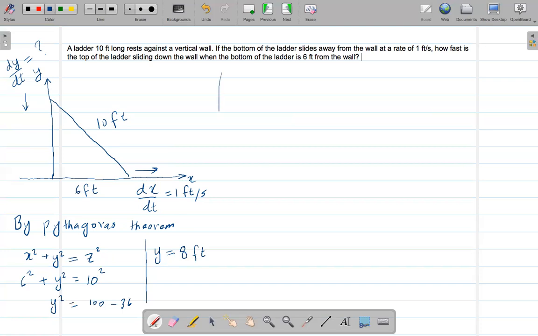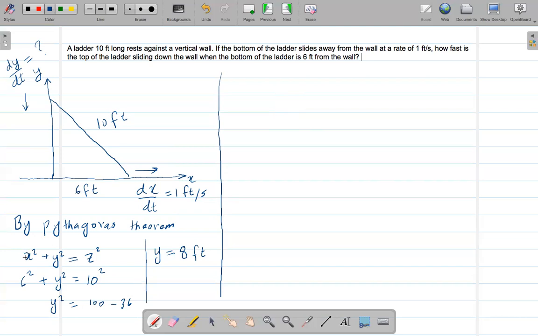Okay, so now we have everything we need. Basically, we are trying to find how fast the top of the ladder is sliding down. How fast means we are trying to find something in the form of feet per second. This is pretty much a speed, right? That we learned in the last chapter. So that's what it is exactly asking here. We have all the values we need.